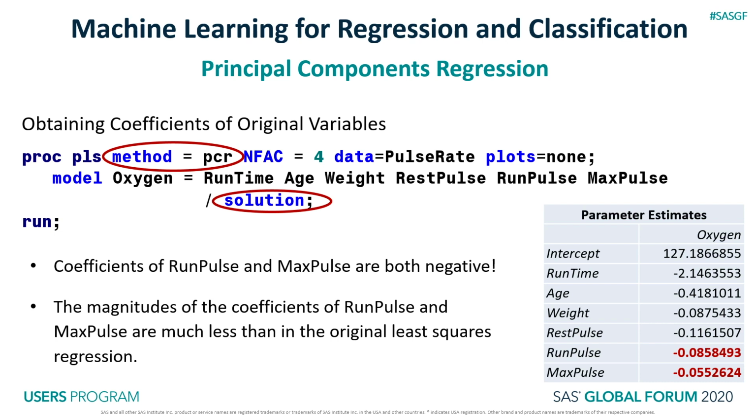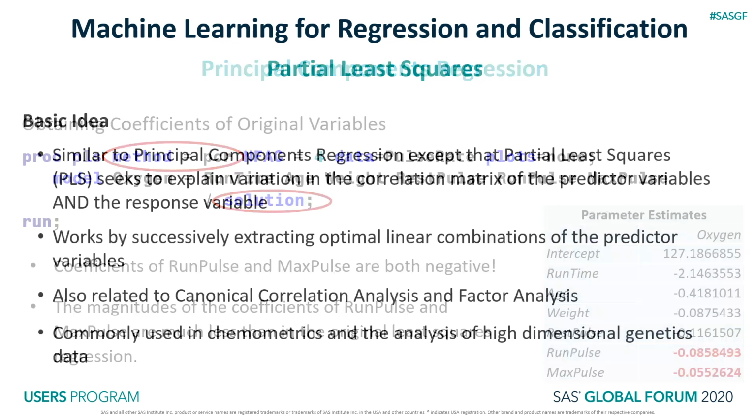And if you would turn your attention to the right-hand side where we have those parameter estimates, then I see that the coefficients for run pulse and max pulse are now both negative, which makes sense. The higher the pulse rate, the less fit a person is, and so the lower the oxygen uptake. And they're about the same magnitude, and that magnitude is much, much less than it was in the original least squares fits. So these coefficients have been regularized or stabilized by the application of principal components regression.